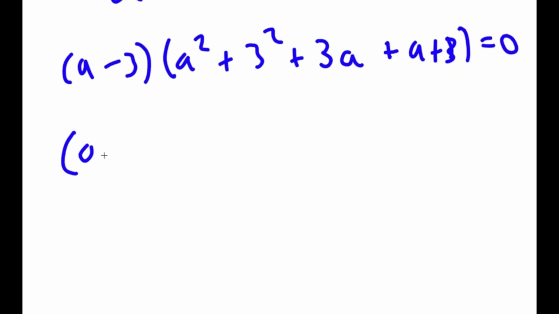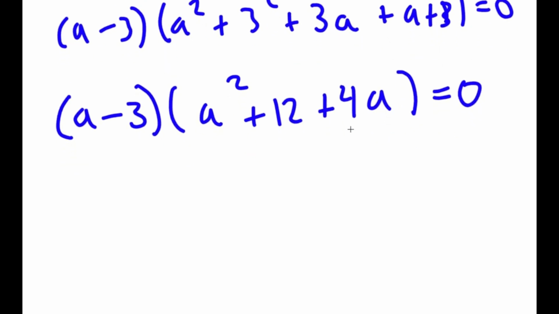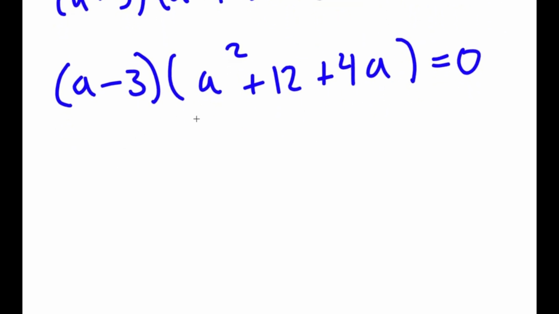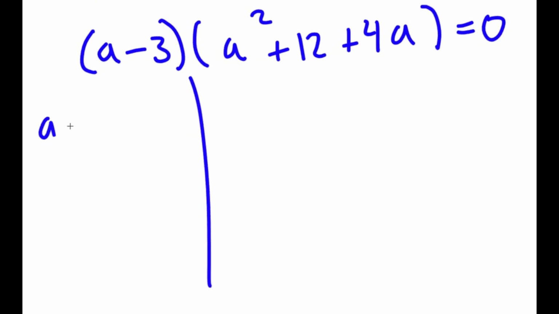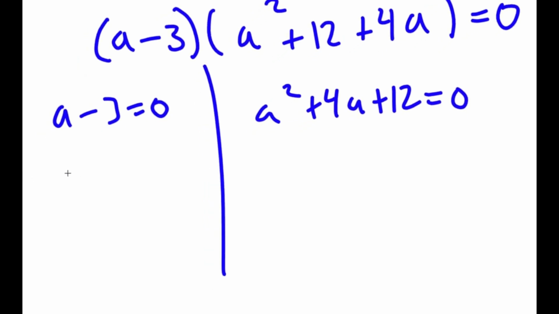And this simplifies to a minus 3 times a squared plus 4a plus 12 is equal to 0. So now this gives me two equations. I have a minus 3 is equal to 0, and I have a squared plus 4a plus 12 is equal to 0. So for a minus 3 equals 0, a obviously equals 3, so this is one solution of a.